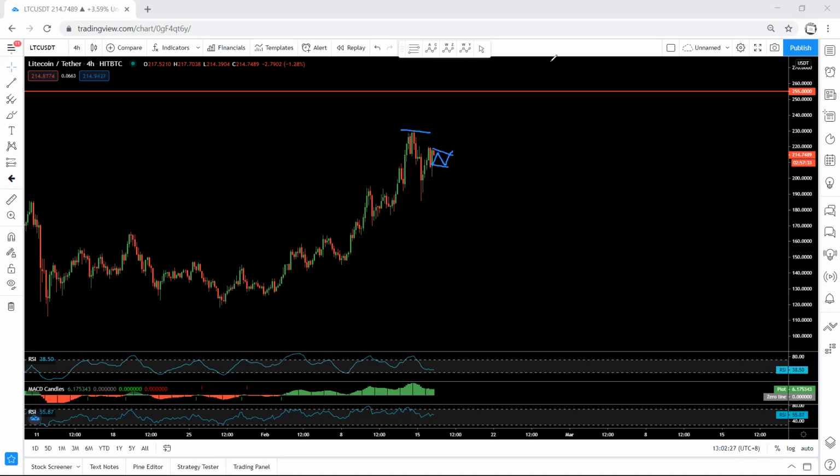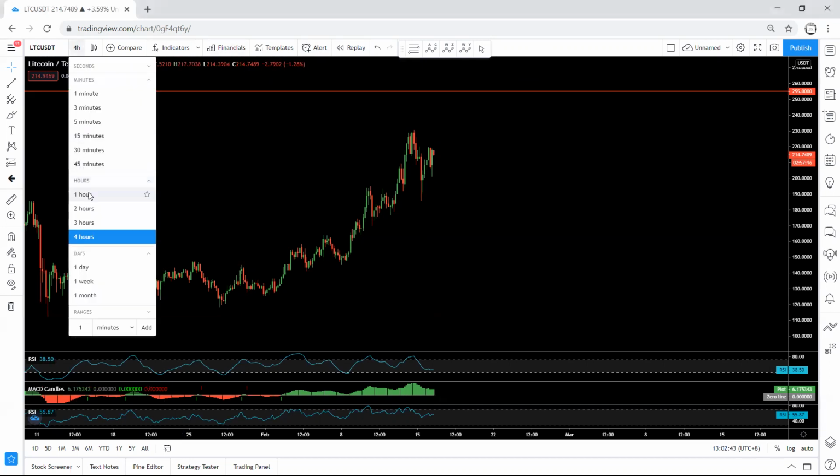Then from there we see if there is a continuation or not, because we need to know maybe we will get the flat before the price continues and breaks this 255. Now we want to see how we can trade it.